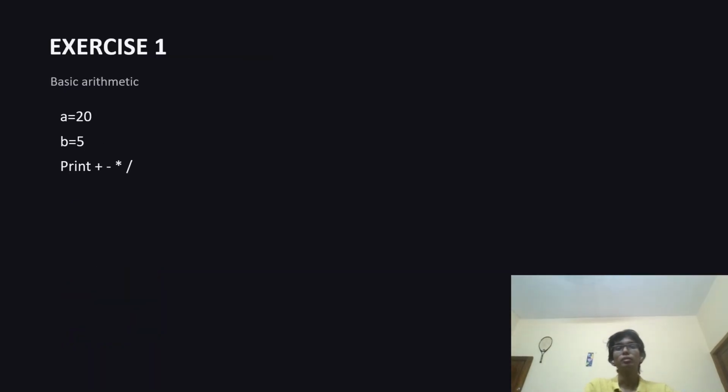So now we are coming to exercises, guys. I want you all to do the exercises, write the code, after which I will show you the code and you can copy it down. Exercise one, basic arithmetic. A is equal to 20, B is equal to 5. You have to print the plus, minus, multiplication and division operations on these variables containing 20 and 5. The time starts now.